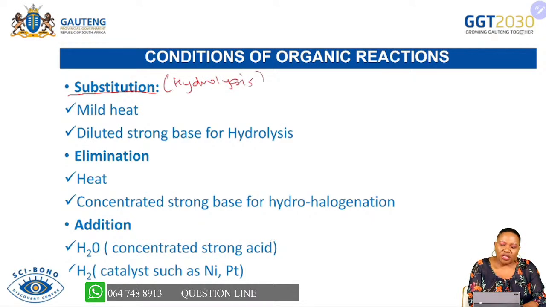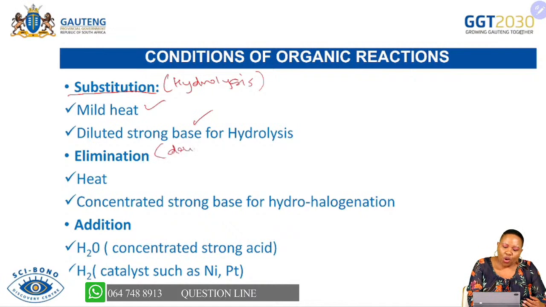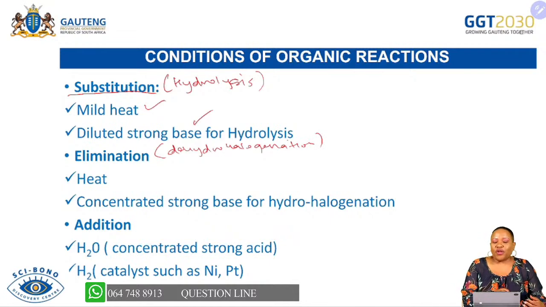When we are having hydrolysis as a substitution reaction, we know that heat is needed and a base is needed. So you need to differentiate it from dehydrohalogenation, which is our elimination reaction. For the substitution reaction, which is hydrolysis, where a haloalkane produces an alcohol, we need mild heat and a diluted strong base.